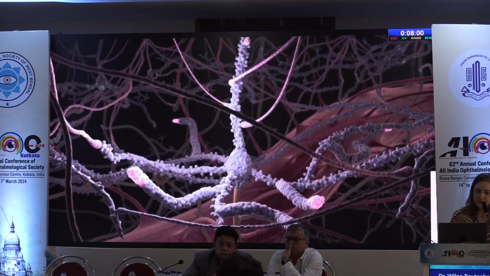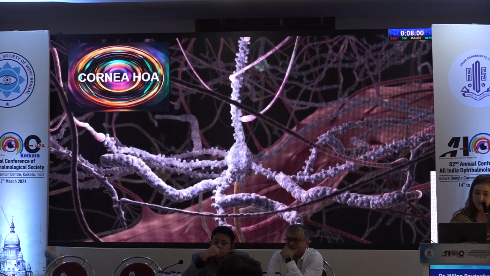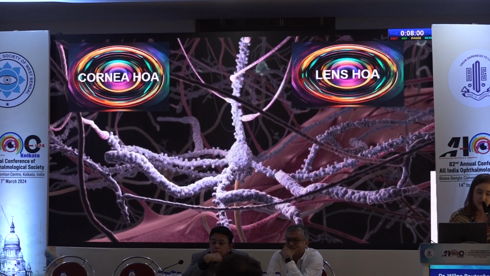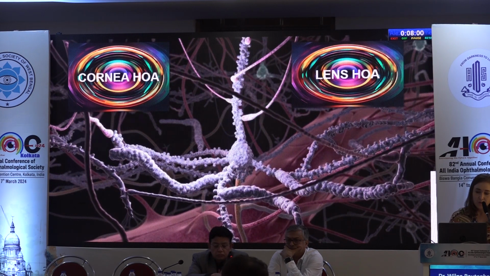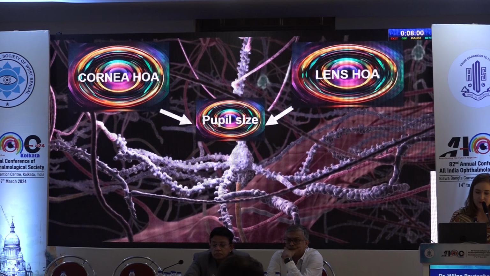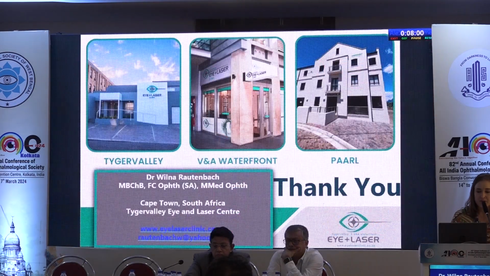So then just in summary, it is very important to look at different factors. It's very important to look at the aberrations coming from the cornea and from the lens, whether you want to induce it or whether you want to use it. The pupil size has also been shown today to be very important and remains an important factor, and all of this needs to be considered to give us a good modulation transfer function and ultimately a happy patient.